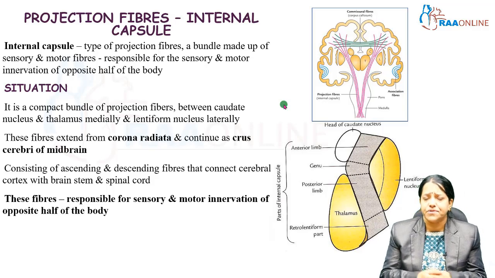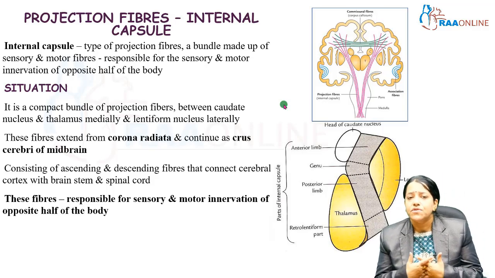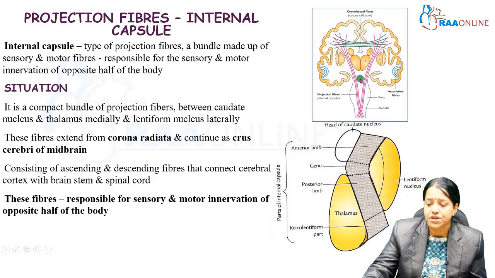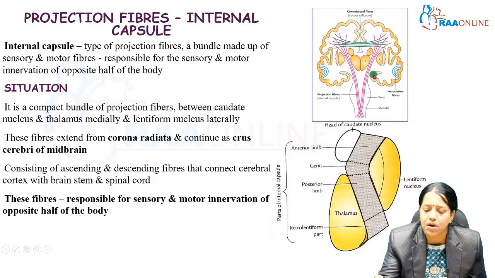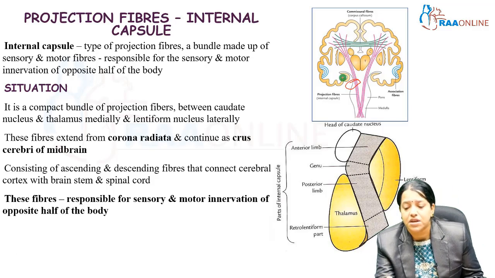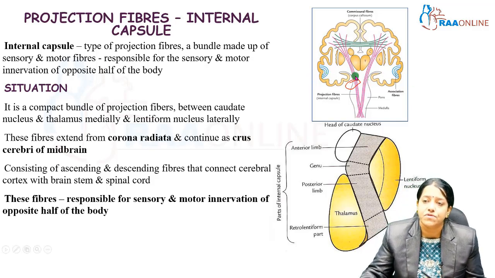Where is it situated? The next key point you are going to write is about situation. It is a compact bundle of projection fibers, which you can see over here, situated in the inferior aspect of the cerebrum, the inferior medial aspect. It is not in the lateral, it is in the medial aspect of the cerebrum. You can see over here.